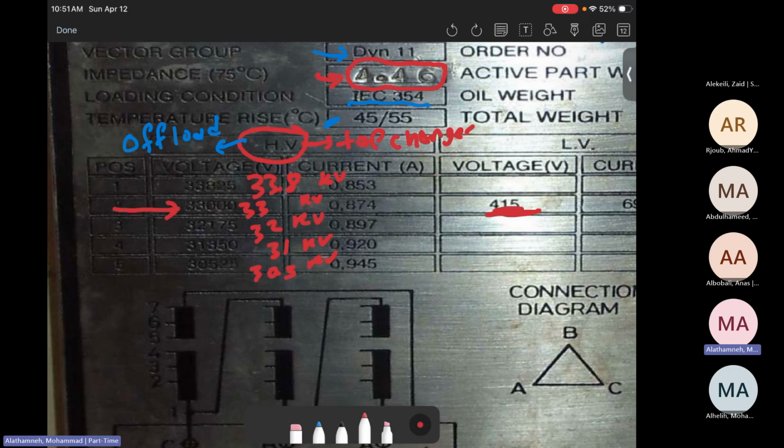But here in this transformer, we are talking only about off-load, which means we will adjust it and keep it constant forever. For example, if we use position number 2, we will keep it in position 2 forever. We will not send anybody to adjust it in the morning and readjust it in the afternoon. No, this is not feasible. So in off-load, it will last forever. When will we change the position?